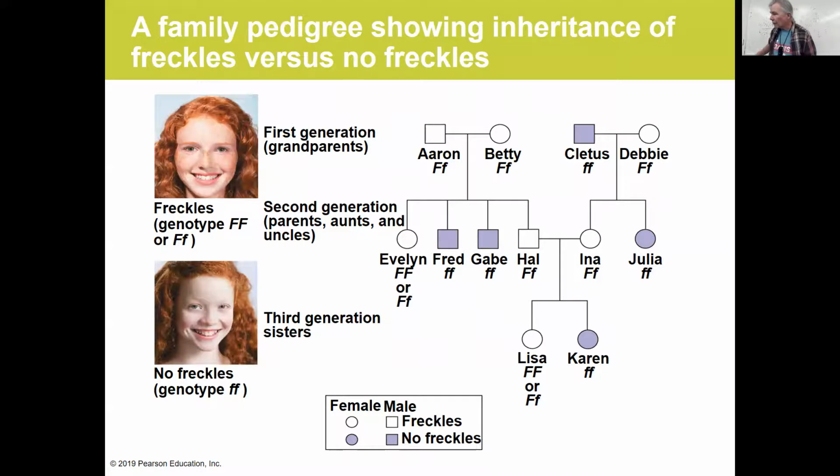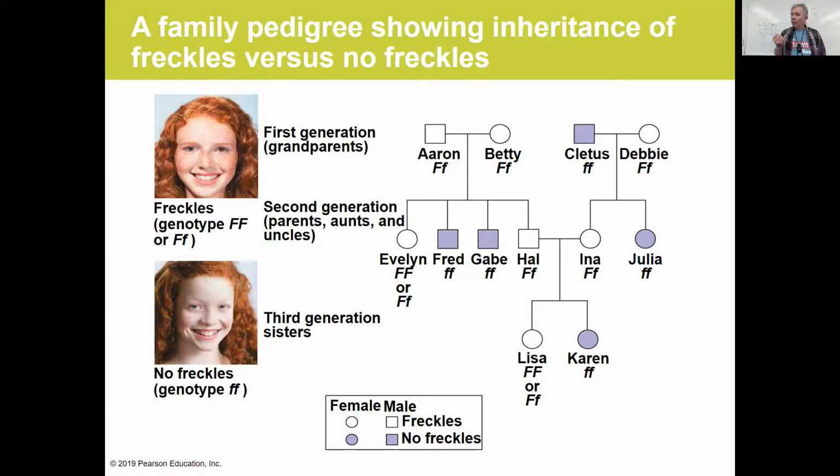Okay. Now here on this side, Cletus and Debbie. Now Cletus doesn't have any freckles, so Debbie does, and she's heterozygous. So we have Julia with small f, and then you could know that Debbie is heterozygous, and all the children are going to get a small f. So you know that Ina is going to be heterozygous.